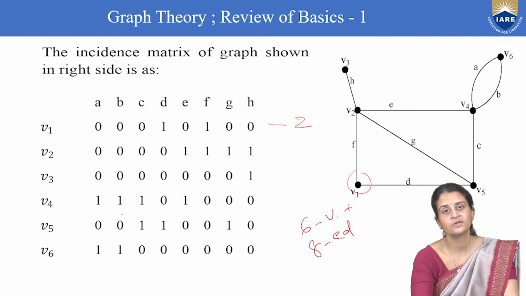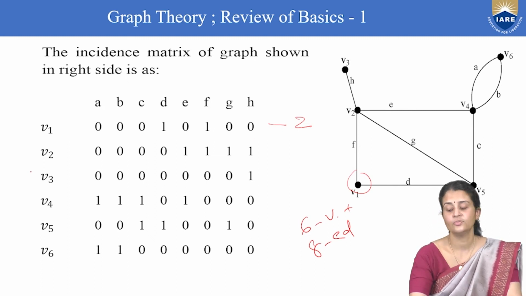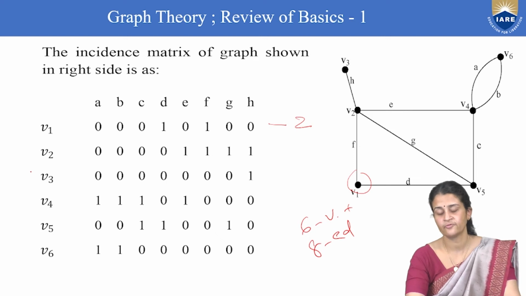Okay. What does it mean? Because an edge can be incident with a maximum of 2 vertices. And that is why these columns have only 2 ones in each column. In this matrix, there are only 2 ones in each column, and the number of ones in each row gives the degree of the vertex. I hope this incidence matrix portion is okay.